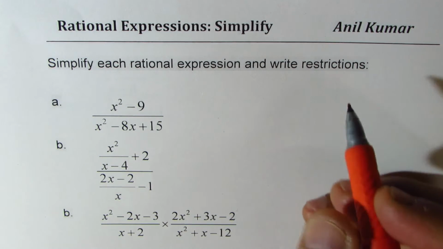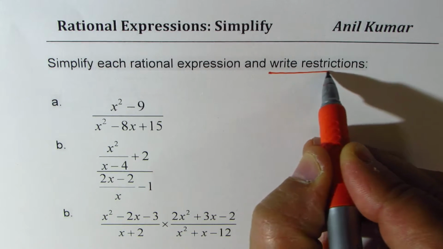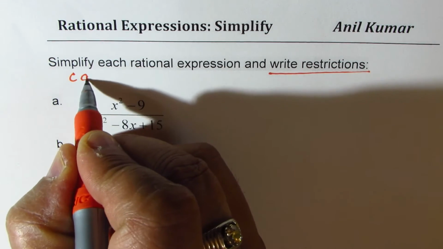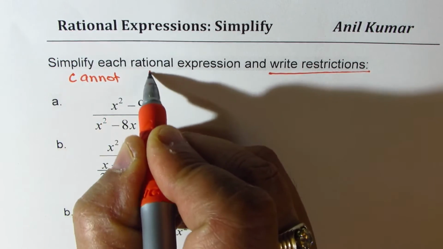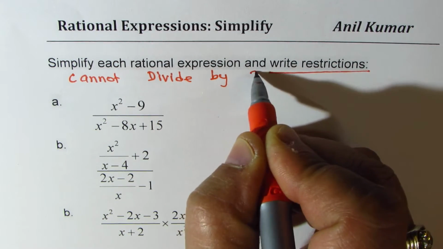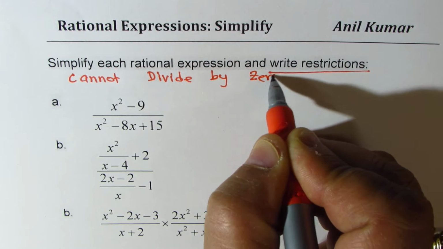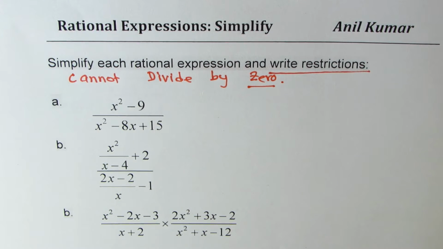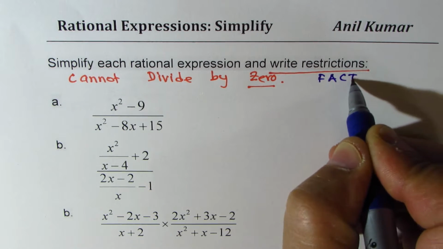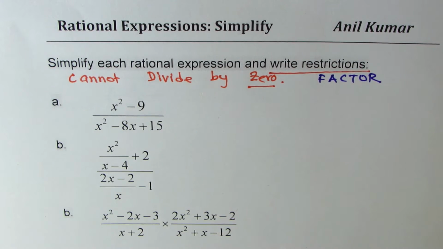Important part here is also to write restrictions. Now restrictions are because you cannot divide by 0. So that is key, correct? So we have to also understand this part. Okay, so let's begin. First step is normally to factor. So you have to master factoring techniques. So this is the first step.